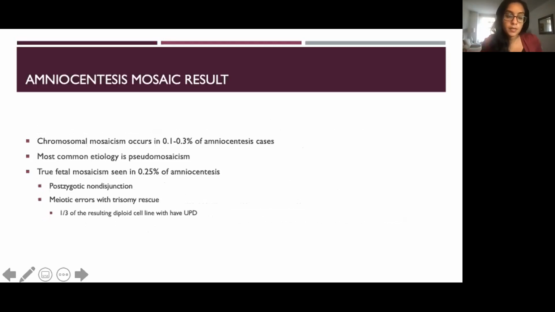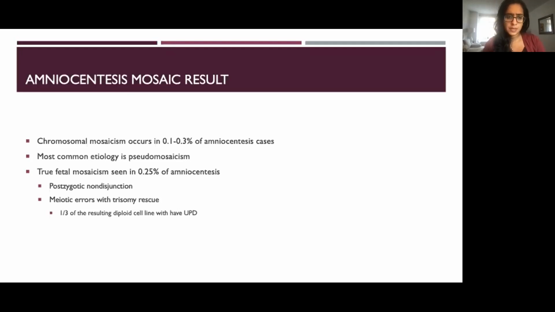So when you have a mosaic result, it occurs in 0.1 to 0.3% of amniocentesis cases. The most common etiology is pseudomosaicism, which is when the abnormality is only evident in one of several flasks or confined to a single colony on a cover slip, like we talked about before. In this case, the abnormal cells have arisen in vitro and are not present in the fetus, and therefore they're not clinically important.